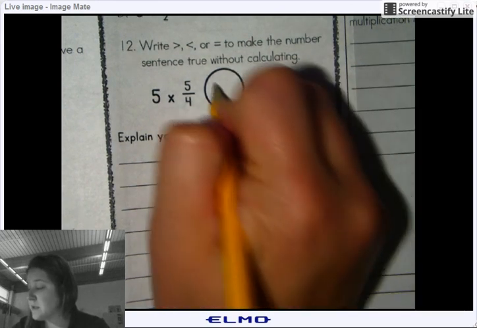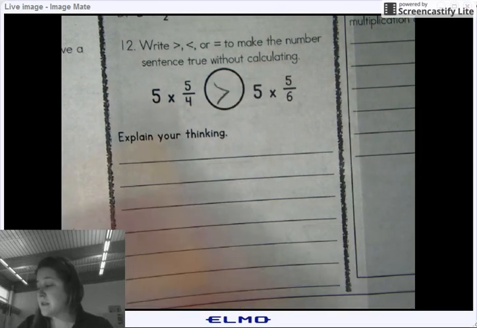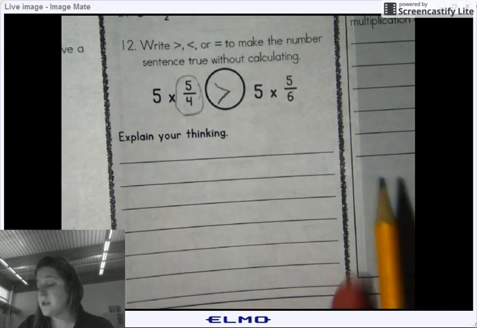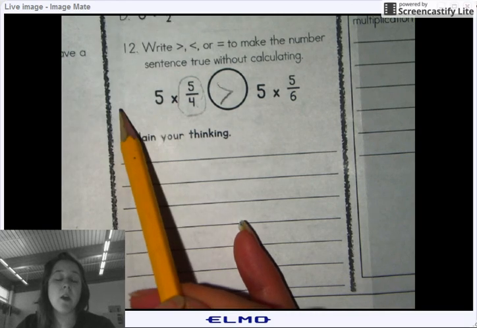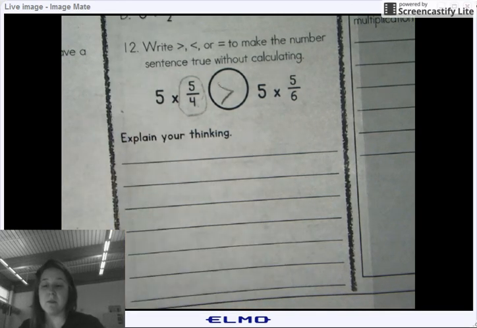And what you should have chosen is the greater than sign, because this is an improper fraction, meaning that's greater than 1, and anything greater than 1, when you times it, is going to give you a greater number than that one.